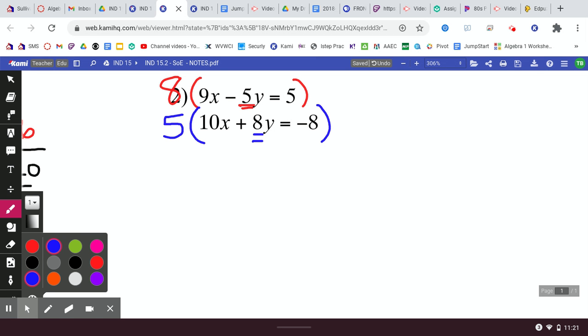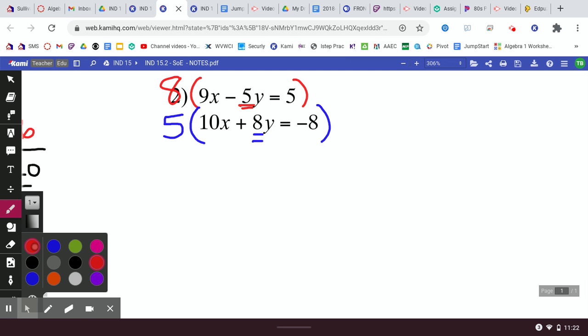Okay, now think through your signs. If I take 8 times negative 5, I'm going to get negative 40y. If I take 5 times positive 8, I'm going to get positive 40y. Are my signs going to be opposite? If so, then I'm good to go. And that's why I picked the y's, because the signs were already opposite, so I didn't need to worry about forcing signs to match up.